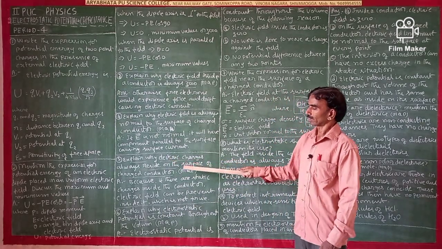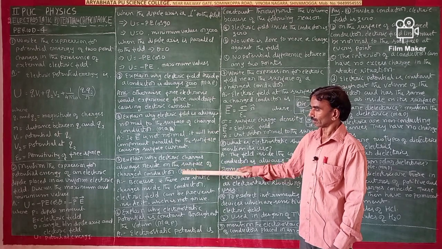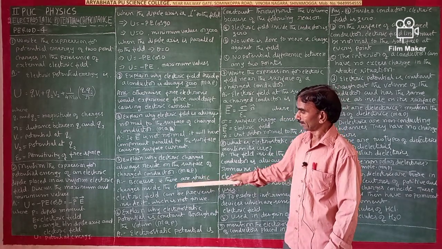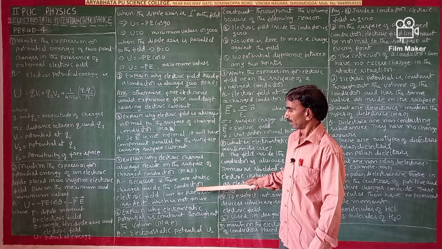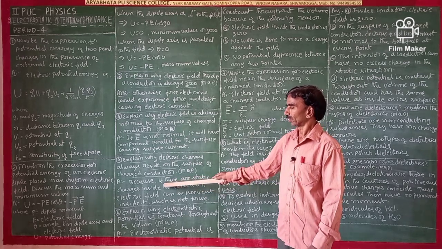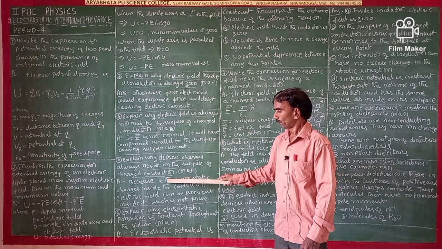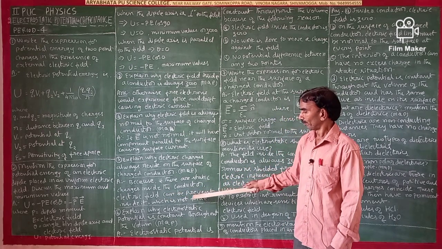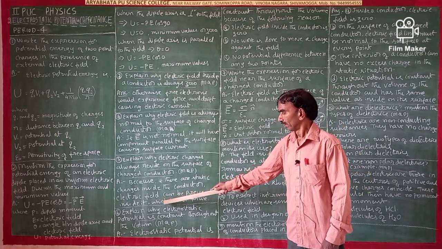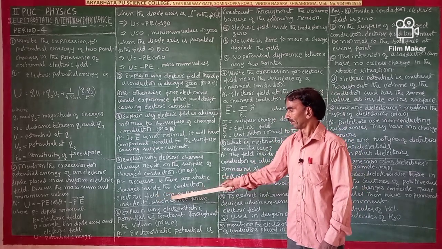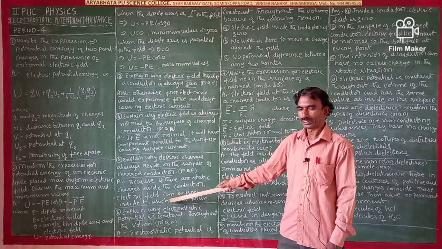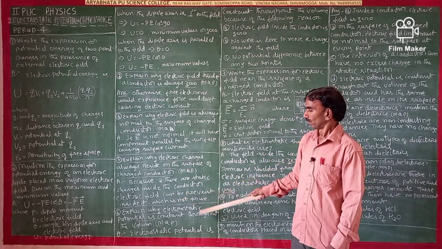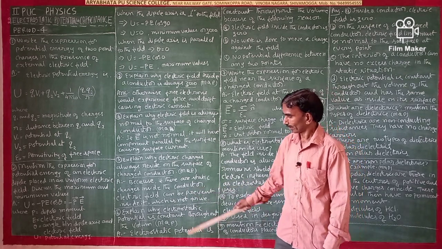Next, explain why electric charges always reside on the surface of the charged conductor. Because if there are static charges inside the conductor, electric field can be present inside it, which is not true. So this is the answer.